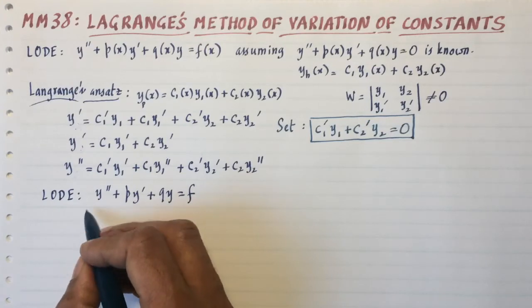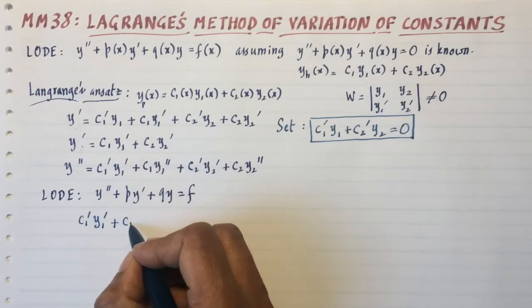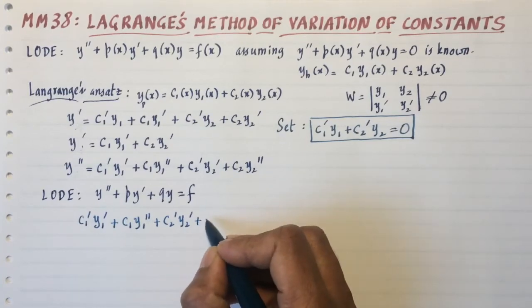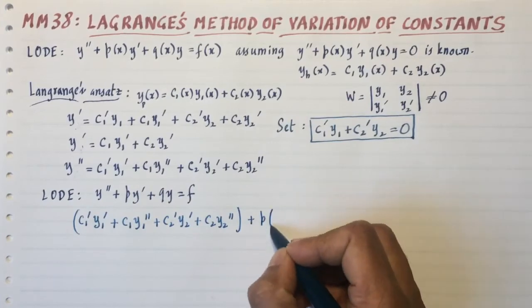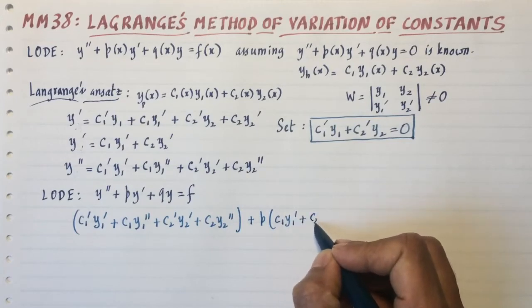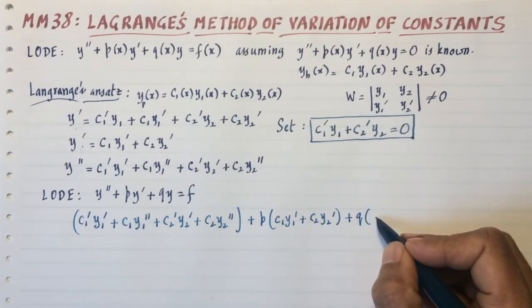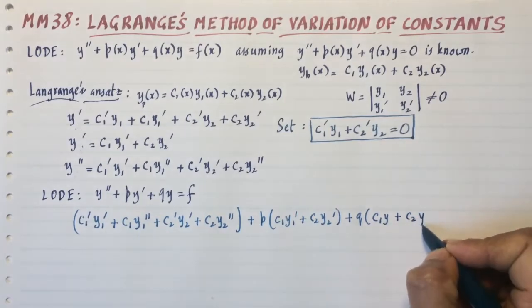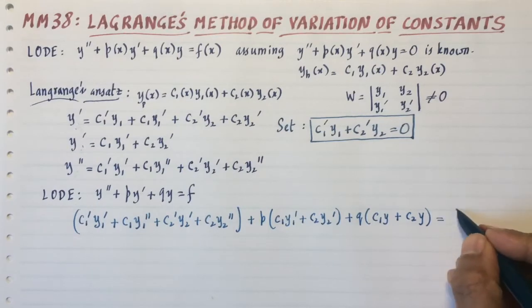So let me see what I get. C1 prime y1 prime plus C1 y1 double prime plus C2 prime y2 prime plus C2 y2 double prime. That's just the first term. And then P times y prime, which is going to be C1 y1 prime plus C2 y2 prime, and then plus Q times y, which is simply C1 y1 plus C2 y2, where C1 and C2 are both functions of x, so don't forget that. And all that is equal to f.